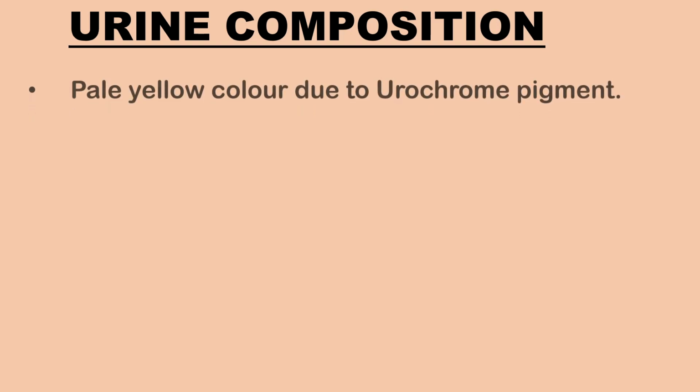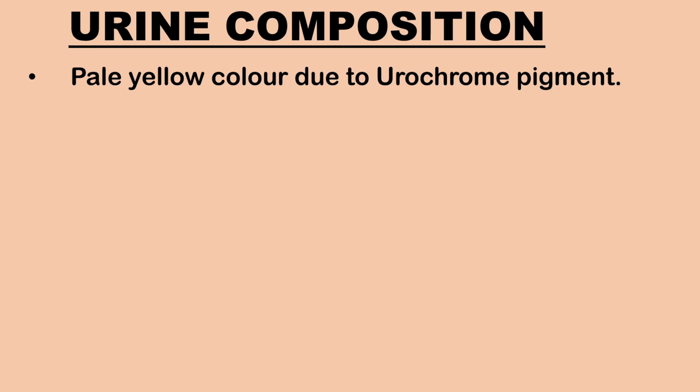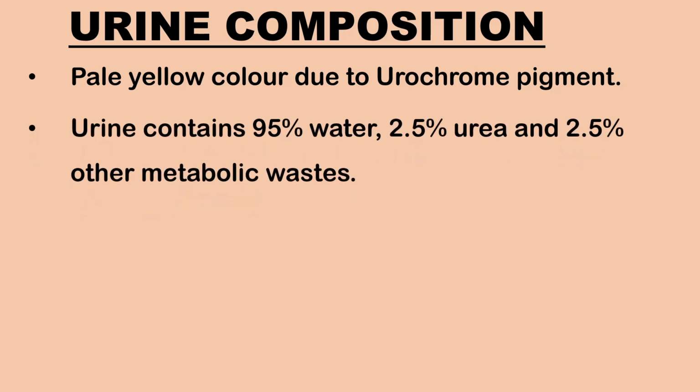Next is the composition of urine. The color of urine is pale yellow due to the presence of the pigment urochrome. Urine contains 95% water, 2.5% urea, and 2.5% of other metabolic waste like uric acid, creatinine, and several ions.